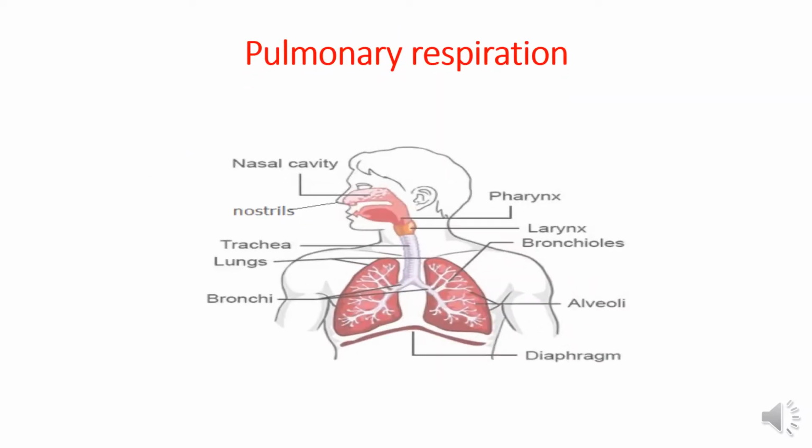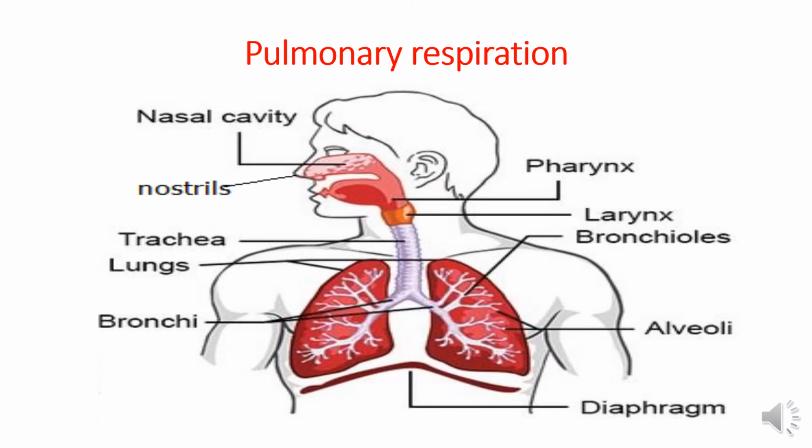Pulmonary respiration. This is the respiratory system of a human. The respiratory system is a group of organs that participate in respiration. The respiratory system is divided into two parts, the respiratory tract where air passes and the lungs. The lungs contain millions of small bags called pulmonary alveoli.